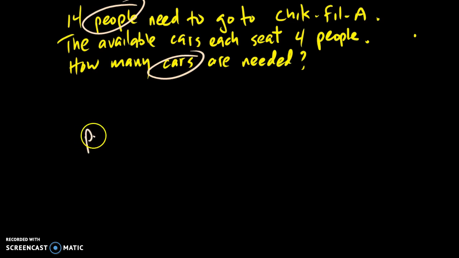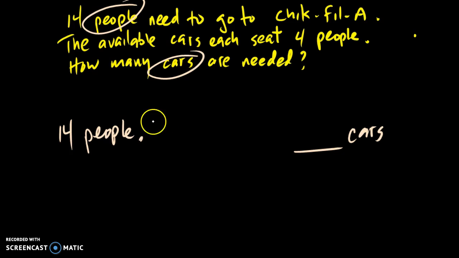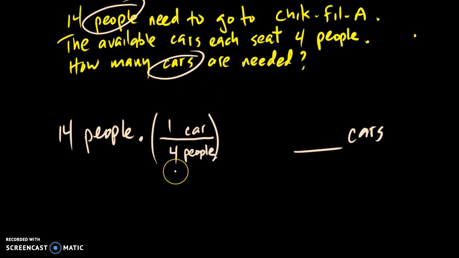So start with people, and we want to know how many cars that is, and we know we've got 14 people. The question is, how many cars is that? Well, the appropriate conversion factor, which is a ratio that gives a relationship between people and cars, I could write that relationship 2 ways, but the way I want to write it to make it work out correctly here is to write it so I cancel out the people units and end up with car units. And the relationship between cars and people is 1 car seats 4 people.